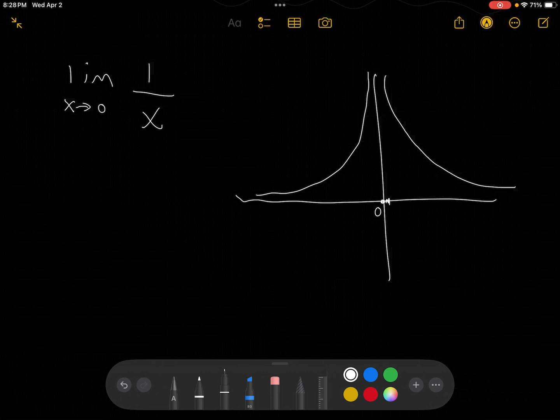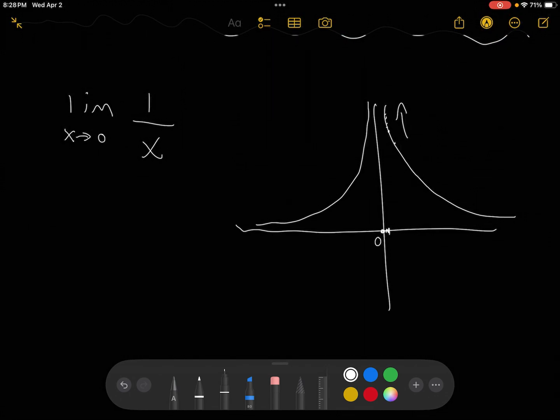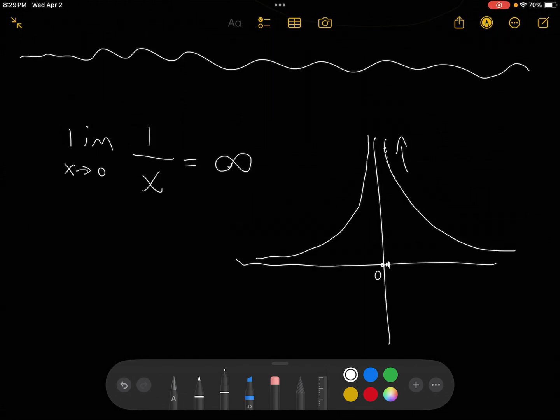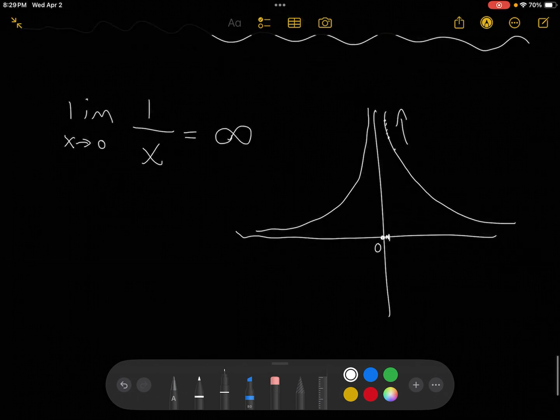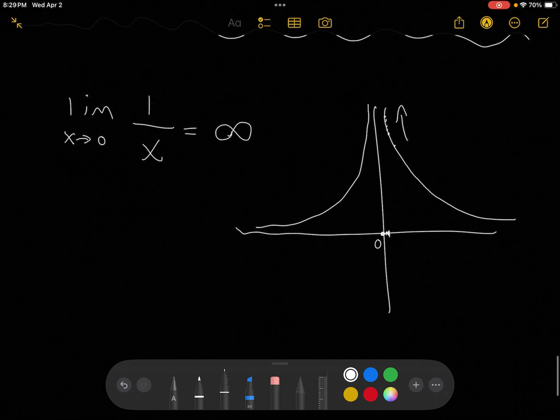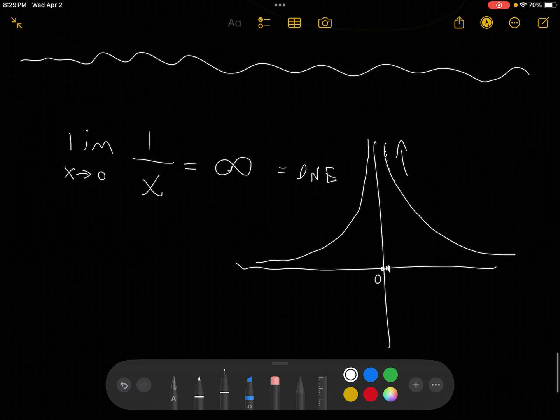So we see that as we get closer and closer to 0, the value of the function keeps getting bigger and bigger and bigger, and it keeps going towards infinity. So we see that as x approaches 0, this function is approaching infinity. And since infinity is not a number, we can also say that this limit does not exist.